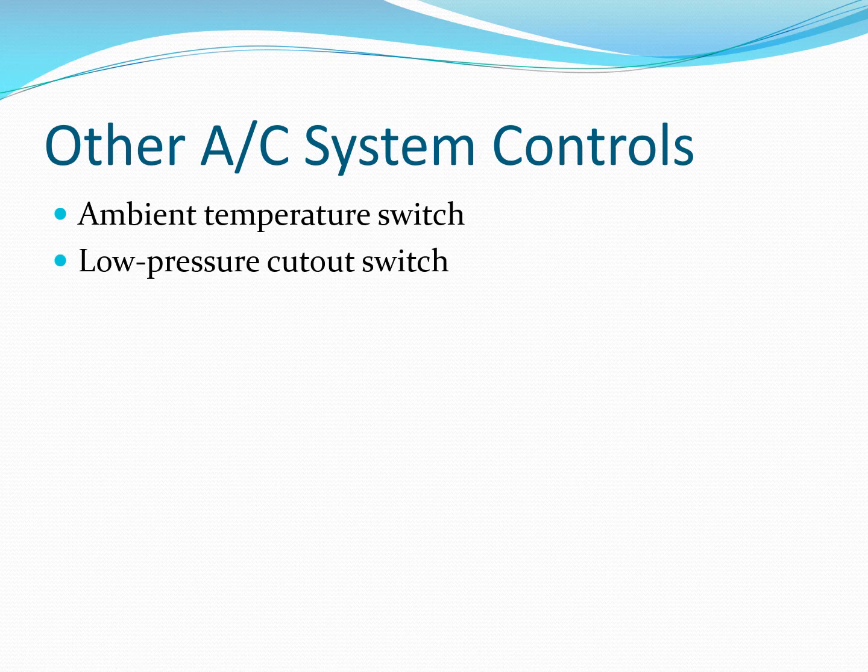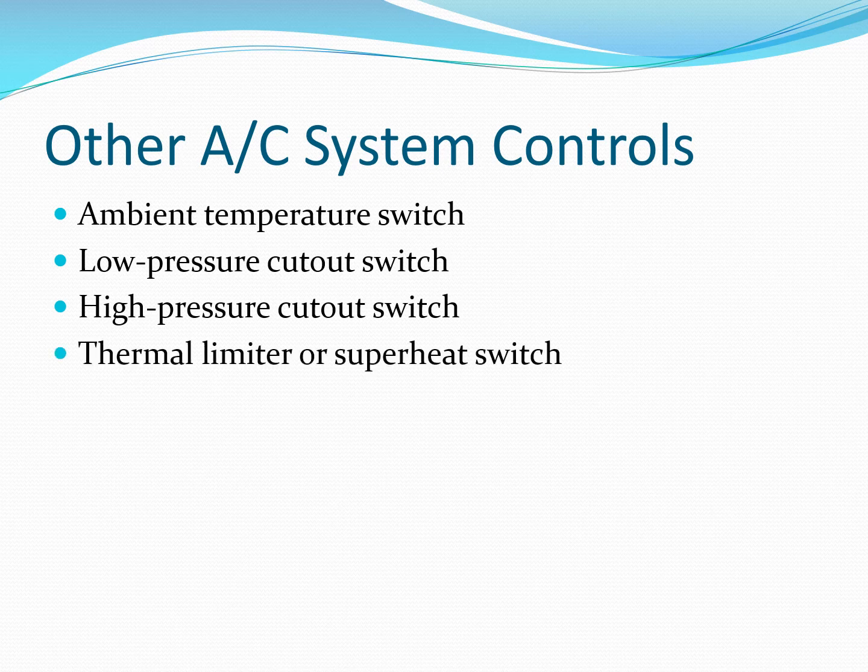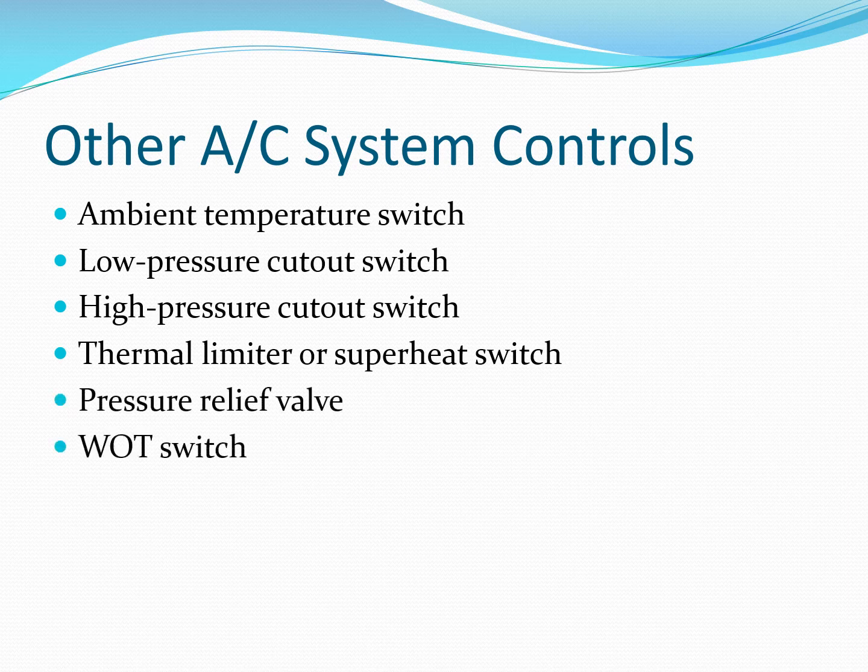There's a low pressure cutout switch. In other words, if the system doesn't have enough refrigerant in it, if the pressure's too low, then we need to shut off the compressor. We're going to get into that. High pressure cutout switch, kind of the opposite. Thermal limiter or a superheat switch, pressure relief valve, and a WOT, that stands for wide open throttle switch, and we'll get more into that too. There's an AC switch. Sounds rather simple and redundant, but that is something that this system needs to have.